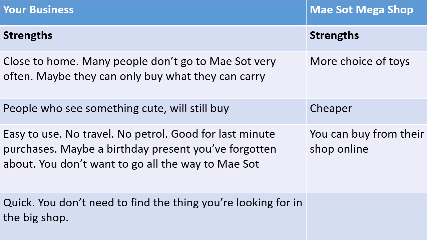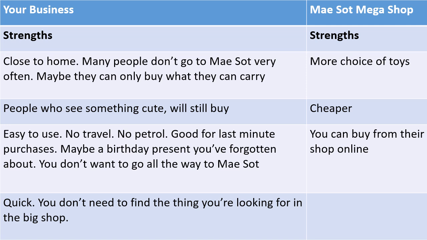So your business is close to home for most of your customers. Many people don't go to Maison very often. Maybe when they do go, they can only buy what they can carry. Secondly, people who buy because they see something cute, they're still going to buy. Third, your place is easy to use. There's no travel, there's no petrol. It's good for last minute purchases. Maybe a birthday present you've forgotten about. You don't want to go all the way to Maison. And it's also quick. You don't need to spend time finding the thing you're looking for in a big shop.